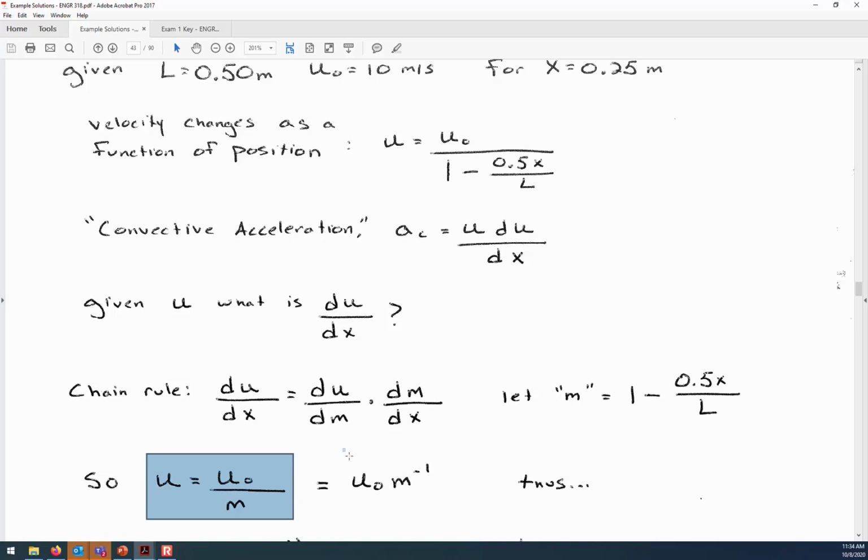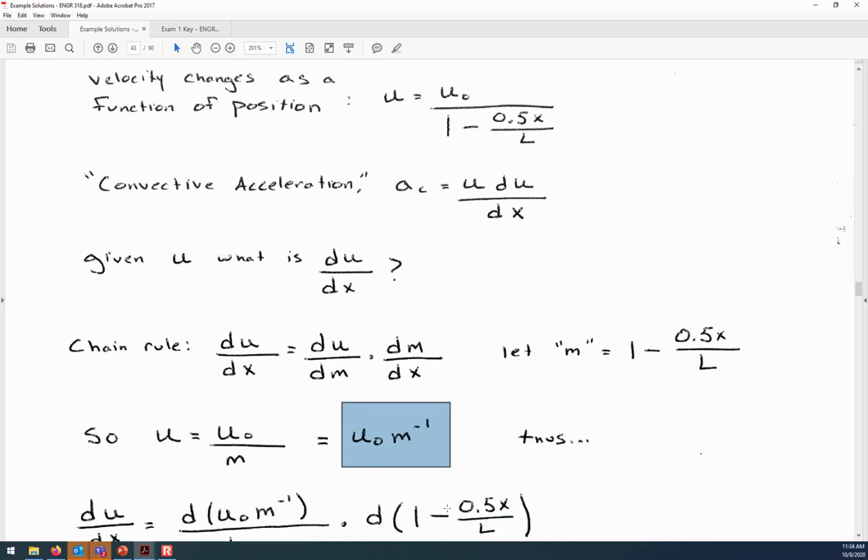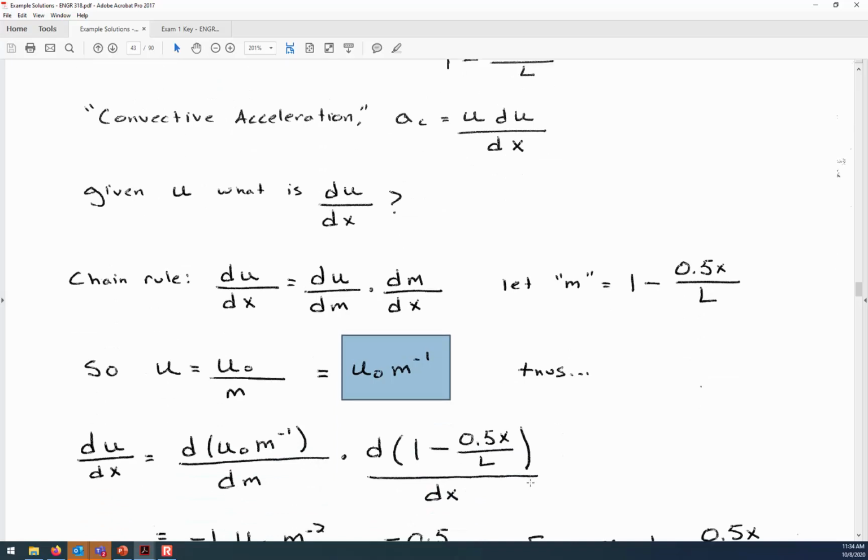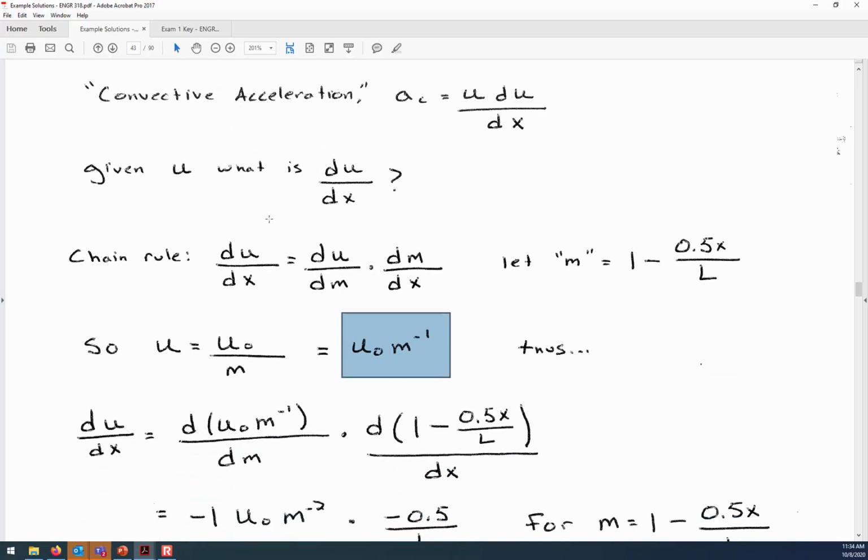So this is u. So what's du dm? If you have m to the minus 1 power and you're taking the derivative of that, if we do this substitution, we're saying that du dm multiplied by dm dx. So du dx is this first part with respect to m, and then this same substitution dm dx, which is what m is with respect to x.